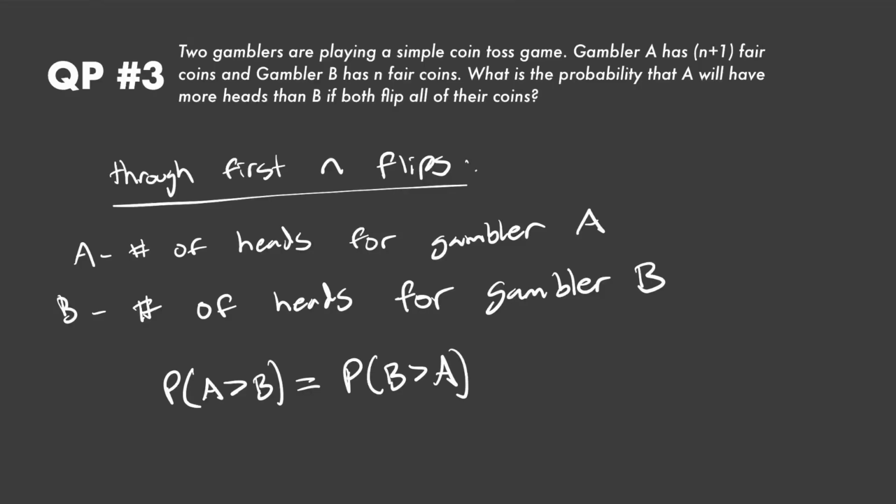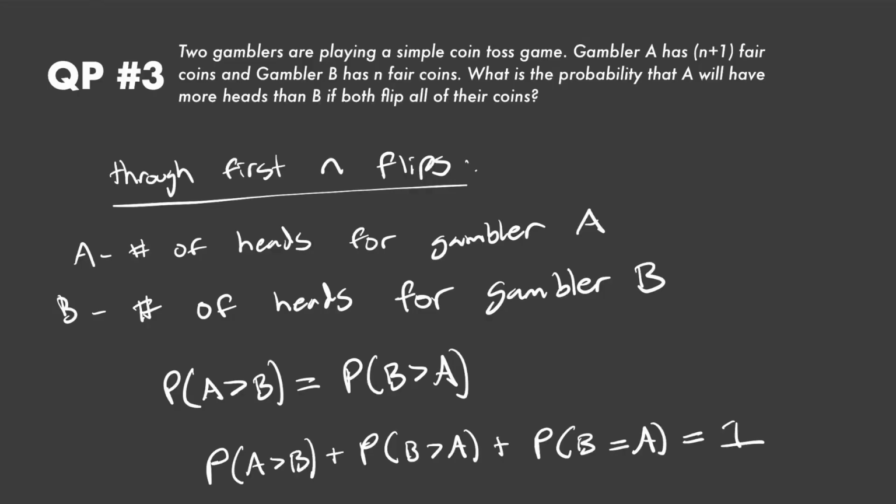So obviously for the first n flips, we only have three total outcomes, and that is A greater than B, B greater than A, or B equal to A. So obviously the sum of the probabilities of these outcomes is just going to be equal to 1. They completely partition our sample space.